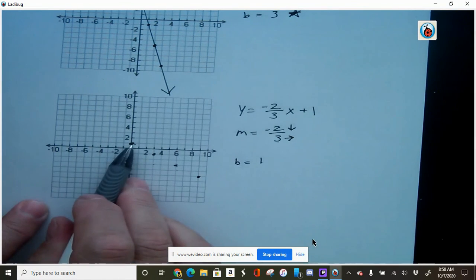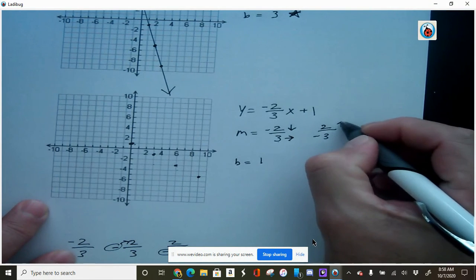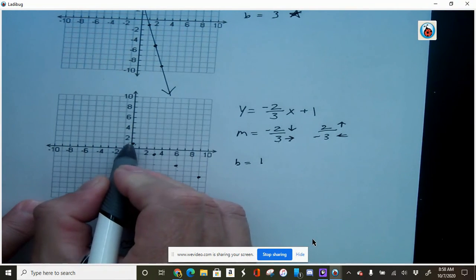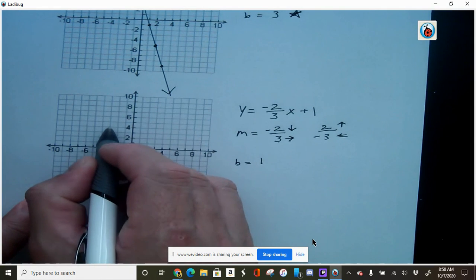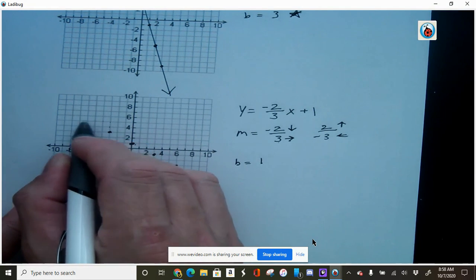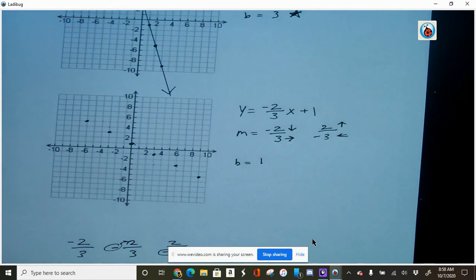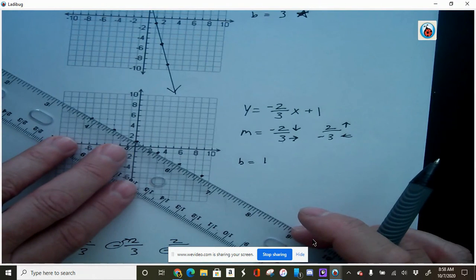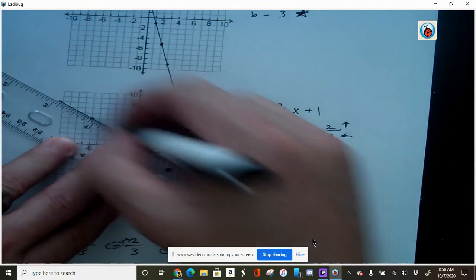Let's go in the opposite direction. Let's do this. Up 2, left 3. Let's start from here. Up 2, 1, 2, left 1, 2, 3. Notice those points still fall on that line. So as I mentioned before, it is okay to go to the left, but we rarely do. Go ahead and draw my line in.